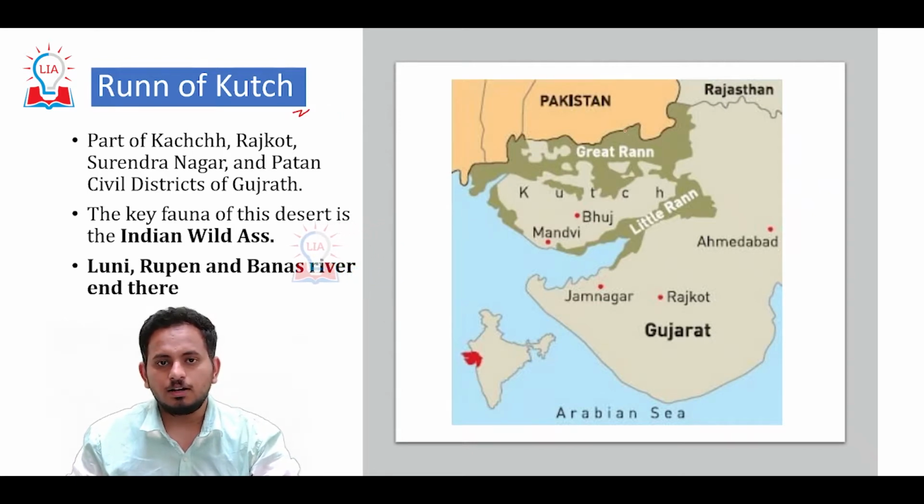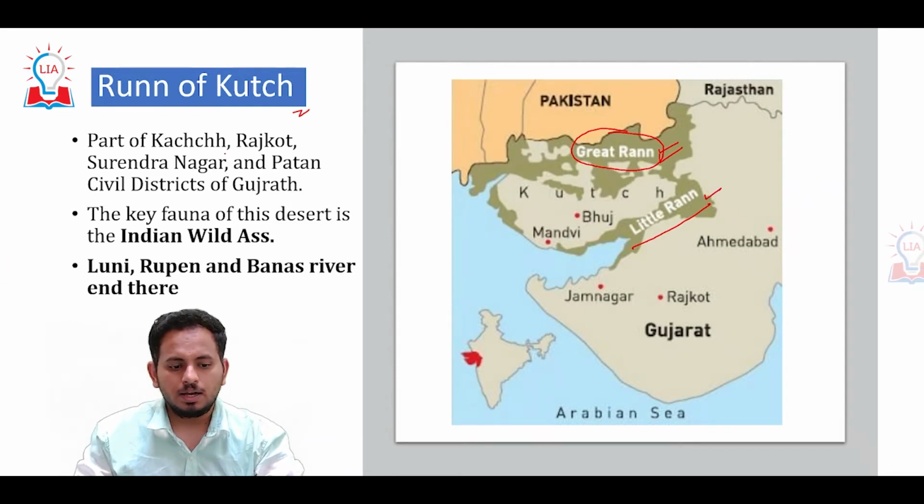As you can see here, Run of Kutch Biosphere Reserve is towards the western part of Gujarat and it is divided into Great Run of Kutch and Little Run of Kutch. Similar to Great Andaman and Little Andaman that we have in the Andaman and Nicobar Islands. It forms part of Kutch, Rajkot, Surendranagar and Patan civil districts of Gujarat.